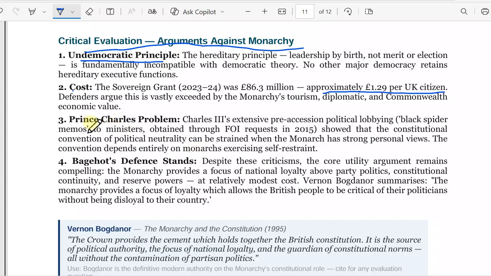There is also a problem when the king unlawfully interferes in the matters of parliament. King Charles, who is the current king and was the Prince of Wales at that time, wrote letters to some ministers discussing policies regarding agriculture and foreign affairs. It was leaked, and is known as the Black Spider Memos.